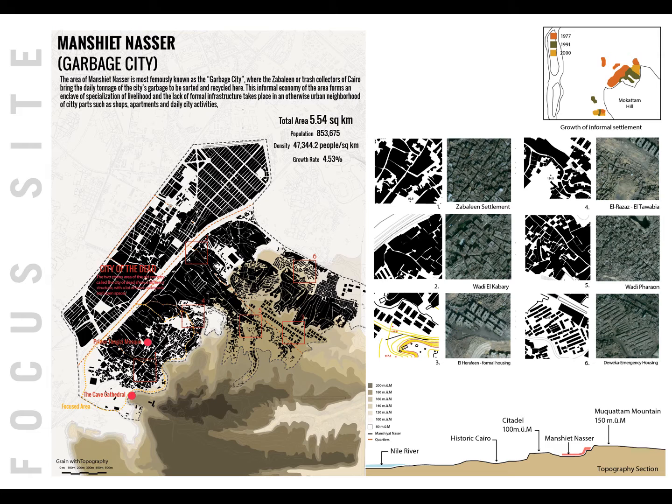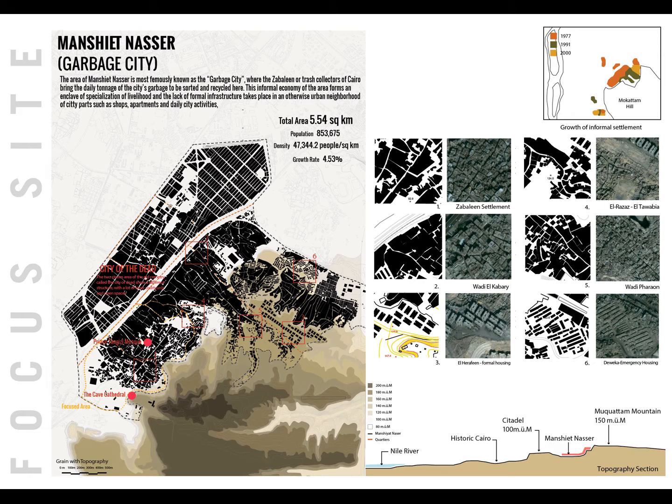It is located at the foothill of Al-Muqattam, which means that the settlement is vulnerable to rock slides. The area of the site is about 5.5 square kilometers, and the population is 850,000. The area is well known as the main point where all the daily tonnage of the garbage is to be sorted and recycled. However, not all residents work as garbage collectors.